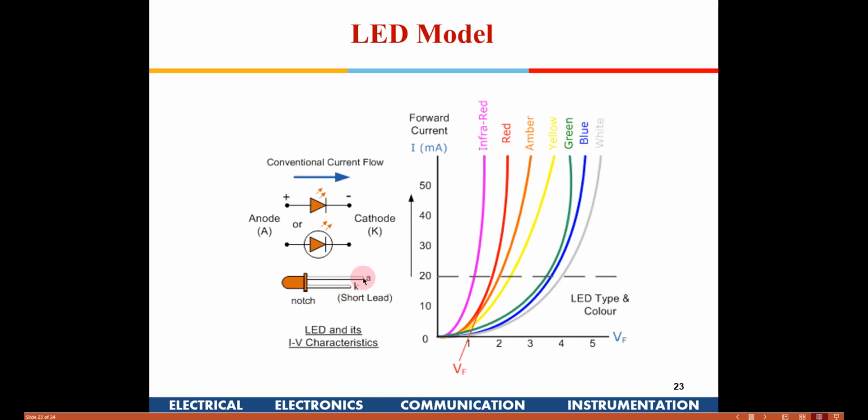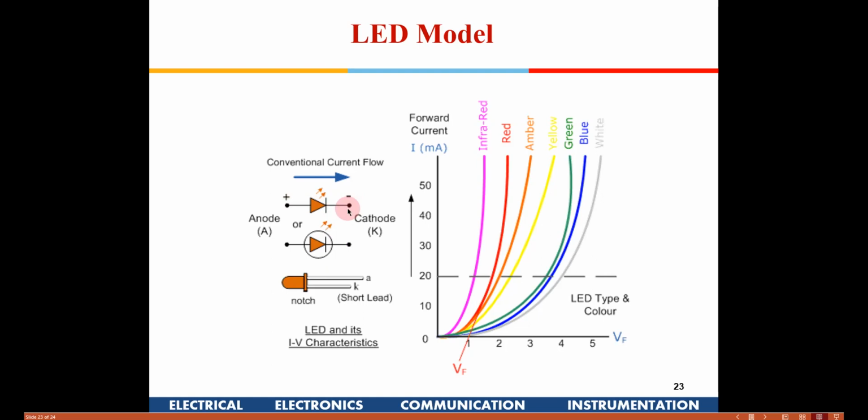You need to give the positive voltage on the anode, because ultimately it's a diode which emits light. So you give a positive voltage here and a negative voltage here. The voltage required for various color lights to glow starts from around 1 volt and goes up to around 4 to 5 volt. Depending on the color, red, orange and yellow LEDs, which we generally use, require around 2 volts to switch on.